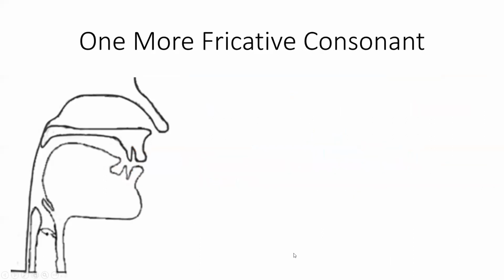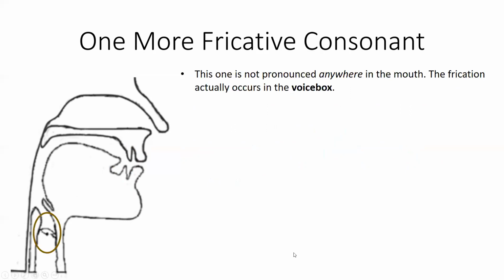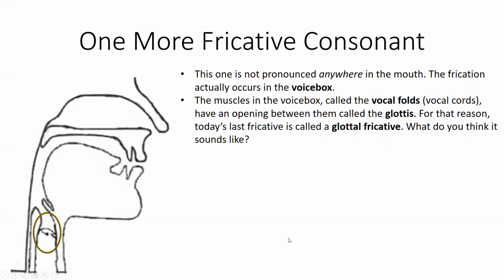And there's one more I want to talk about, but if you look at the articulatory diagram here, it looks like, aside from the velum being back, this is a mouth at rest. So what's actually going on here is we're making the frication in the voice box, the place where we usually do voicing. The muscles in the voice box, I said, are called the vocal folds or vocal cords. And there's an opening between them that's called the glottis. So the glottis is the hole, the empty space, and the vocal folds are the muscles.